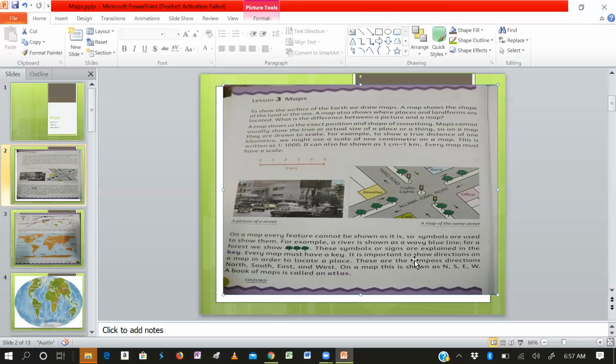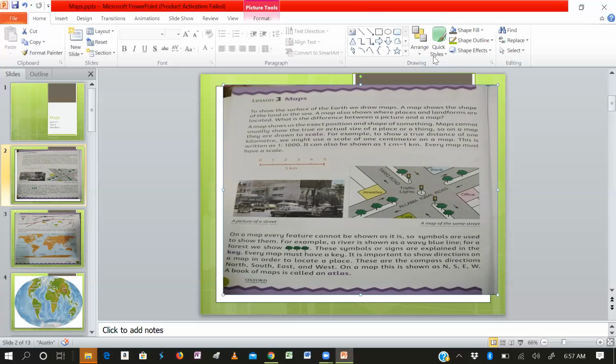It is important to show directions, such as north, on a map in order to locate a place. These are the compass directions: north, south, east, and west. On a map, this is shown as N, S, E, W. N means north, S means south, E means east, and W means west. These are the direction names. A book of maps is called an atlas.